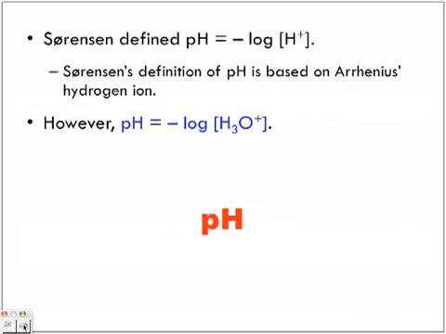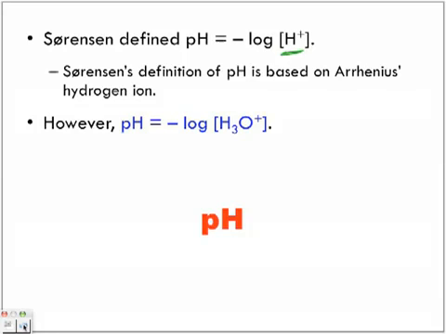Sorensen defined pH as the negative log of H positive, the hydrogen proton. But remember, Arrhenius, as we talked about at the beginning, was responsible for the theory that the hydrogen dissociated, but he never took into account the fact that there was water. So we're going to rewrite the formula. This is now the formula you need to know.